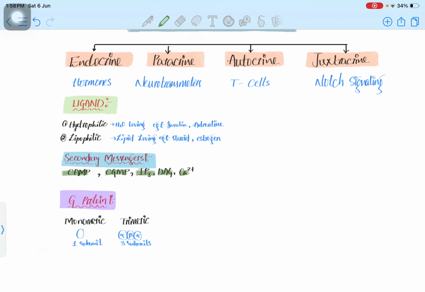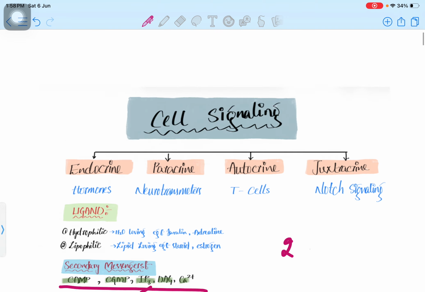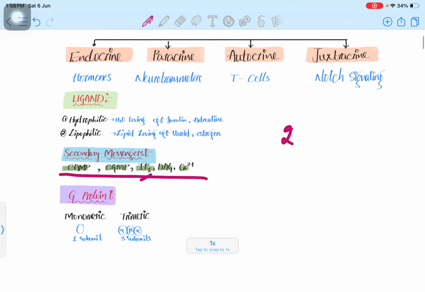There are cAMP, cGMP, IP3, DAG and calcium. They are all responsible for working as secondary messengers. Not all work together. In some scenarios two molecules or three molecules work as secondary messengers and give the signal inside the cell. So any one of them, or any two of them, or any three of them can give the message.